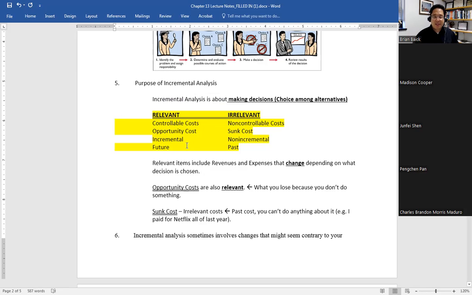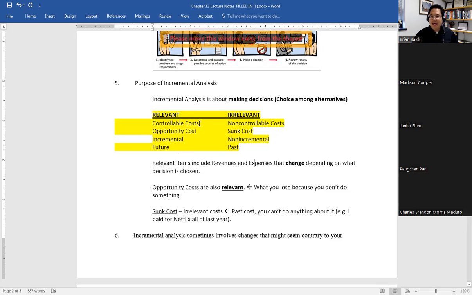Controllable and incremental essentially mean the same thing. Incremental means that there's a difference. You may have a cost or a revenue under one option, but not a different option. So that would also be something that's important. And then anything that is in the future is going to be relevant and something that you have to think about.